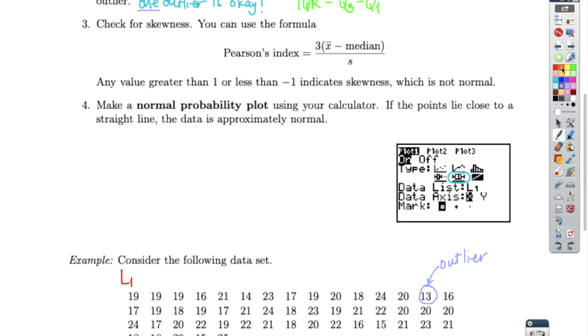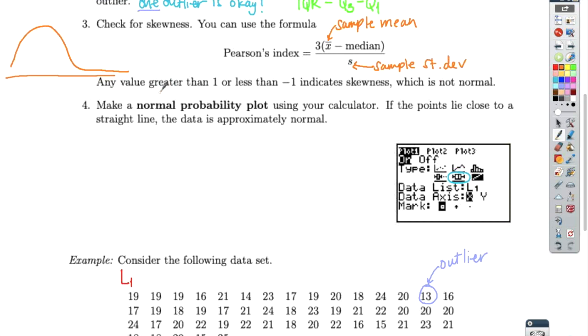Test number 3 says to check for skewness. Remember, skewness is where a distribution might be kind of pulled over to one side or another. So it kind of looks like that. Now, to check for skew, we use this formula for something called the Pearson's index, which is 3 times the sample mean minus the median over the sample standard deviation.